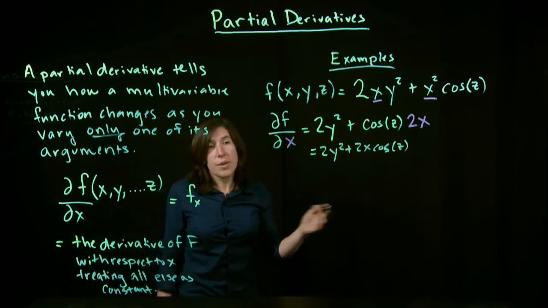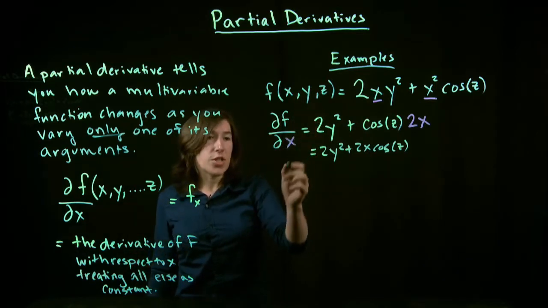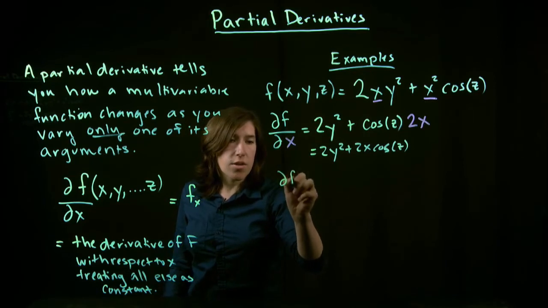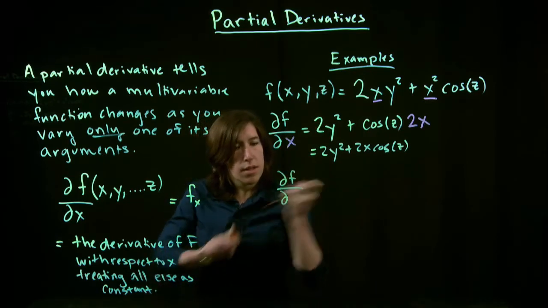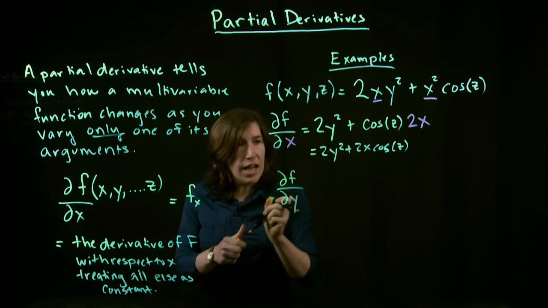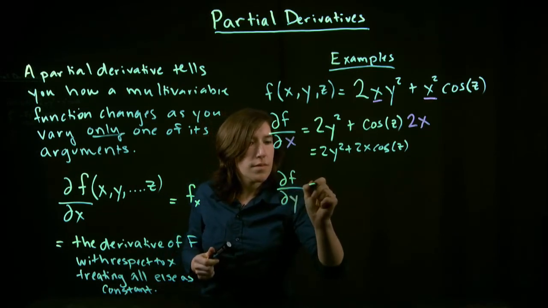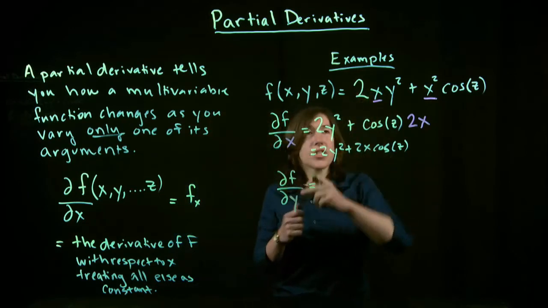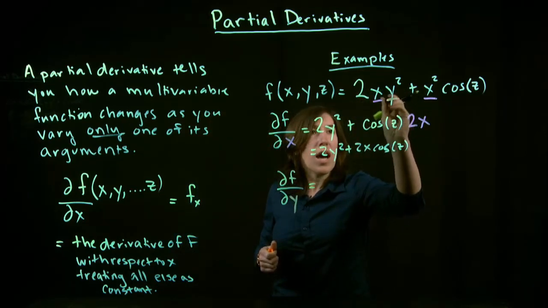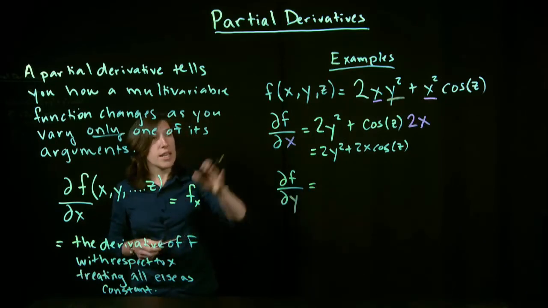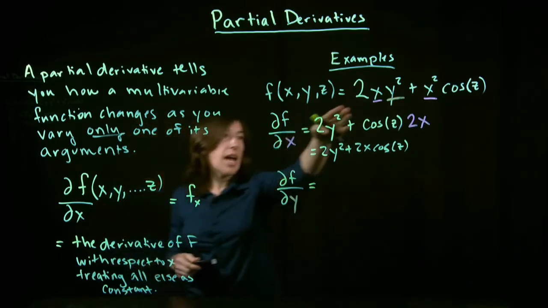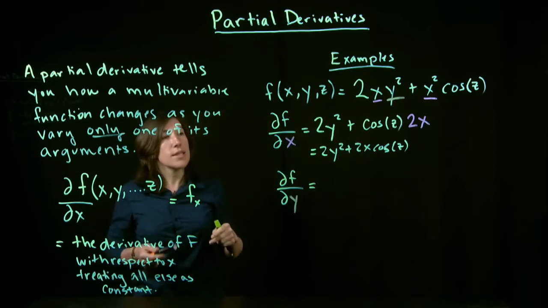So maybe next you want to see how f varies as you change y. So the partial derivative of f with respect to, now, let's change it with respect to y. So now x is treated as a constant, and y is the only thing that we're treating as a variable. So we're taking the derivative with respect to y. X and z are both going to be constants.